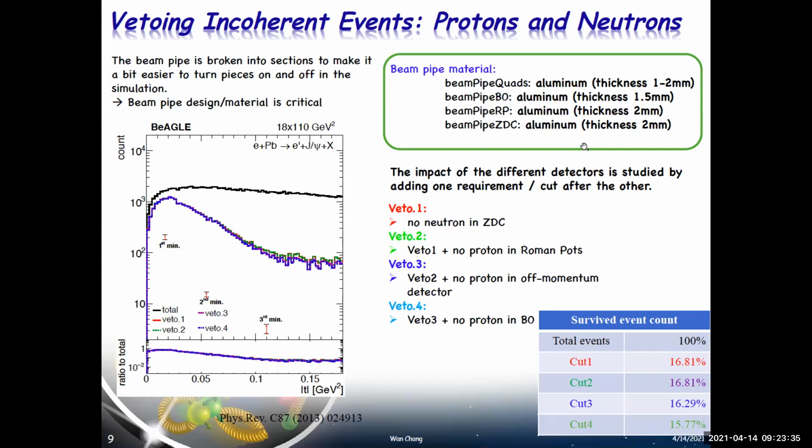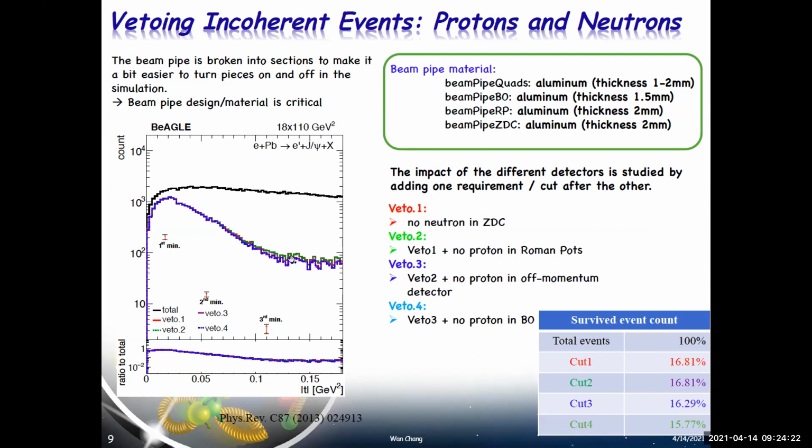The impact of the different detectors is studied by adding one cut after the other. The first step, V1, is to veto neutrons in the ZDC. This means in one event, if there is at least one neutron hitting the ZDC, then we remove this event. V2 is on top of V1, also vetoing the protons in the Roman pot. V3 is to add the protons in the off-momentum detector. V4 is in addition to V3. We also add a cut of no proton in B0.